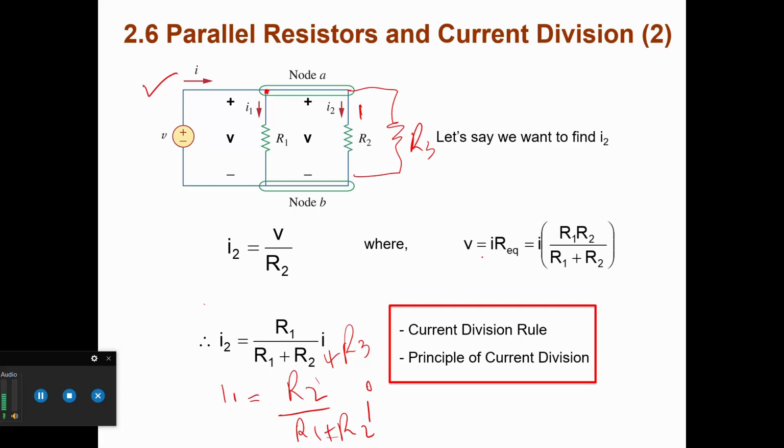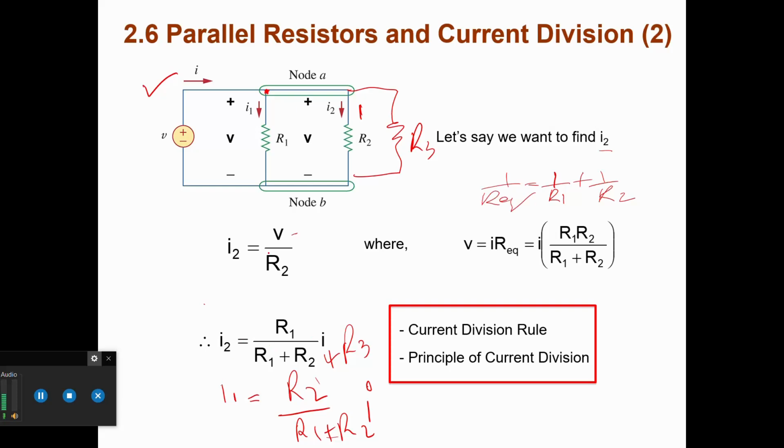So parallel resistance and current divisions: we know a fact that the voltage is the same. So I2 can be defined as V divided by R2, and for R1, to find I1, we can say this is equal to V divided by R1. Let's say we want to find I2, the current across this parallel resistor network, run by a voltage source that is in parallel. So we know the formula V is equal to I times REQ, and REQ can be written as R1 into R2 divided by R1 plus R2, or alternatively 1 divided by REQ equals 1 divided by R1 plus 1 divided by R2.